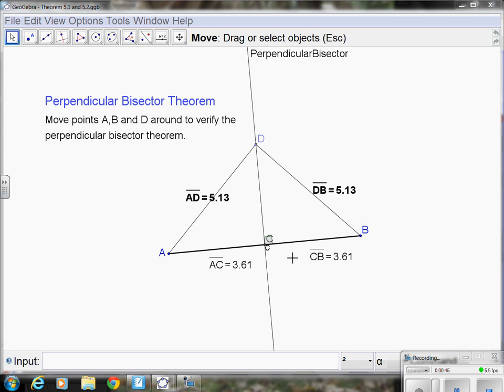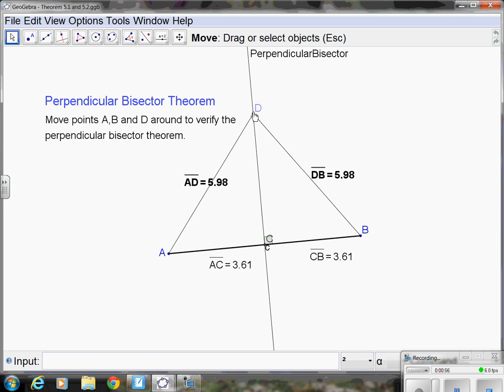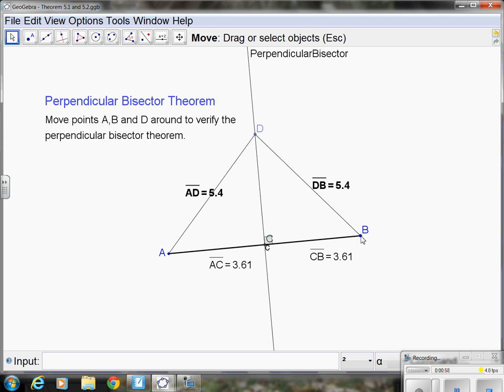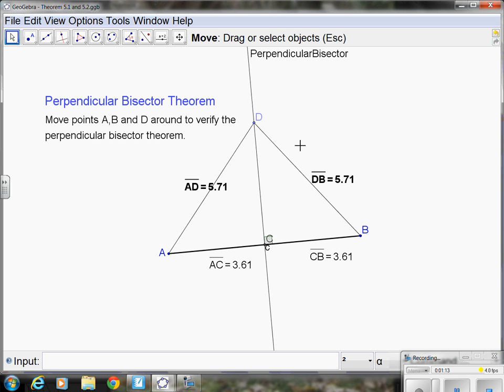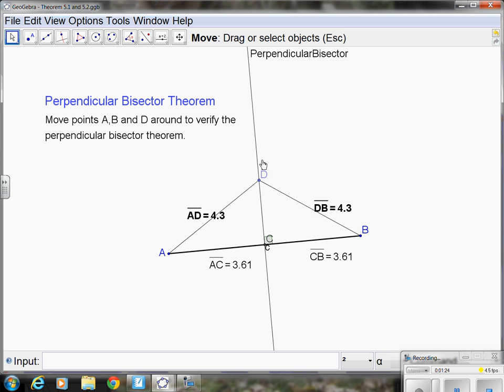When we have a segment that has a perpendicular bisector, our first theorem today says that any point on that perpendicular bisector is going to be the same distance from the endpoints. Another word for same distance is equidistant. So D is equidistant from the endpoints. Now, the converse to this theorem, the perpendicular bisector theorem, that's theorem 5.2, says if D is equidistant from the endpoints, then it's on the perpendicular bisector.